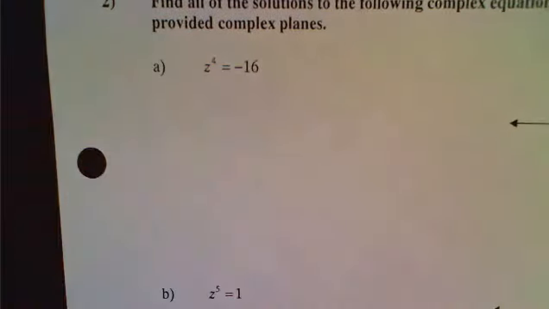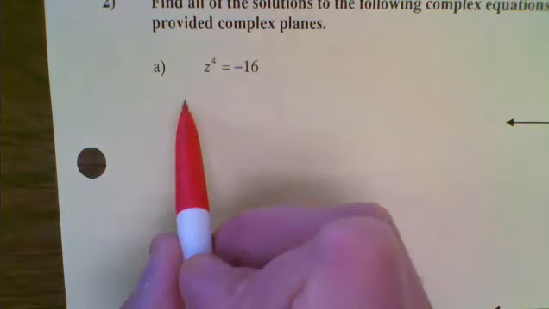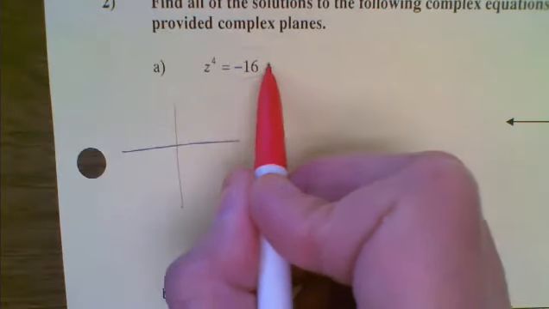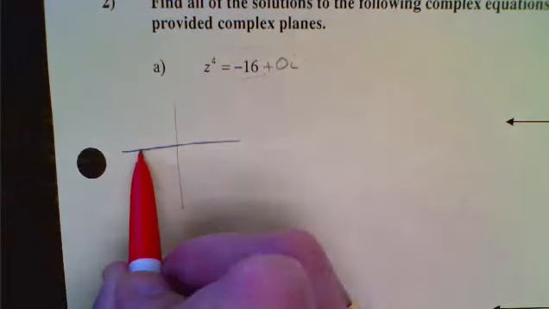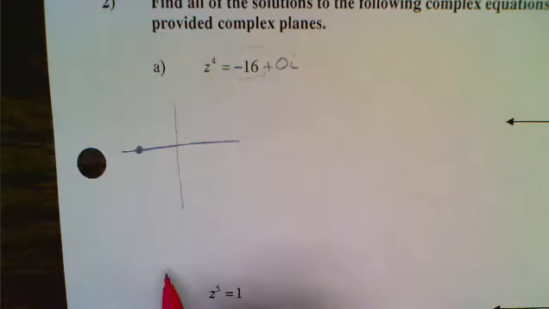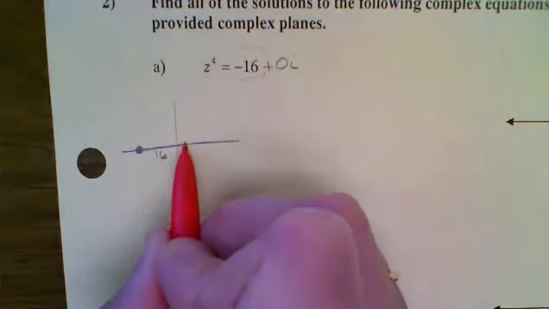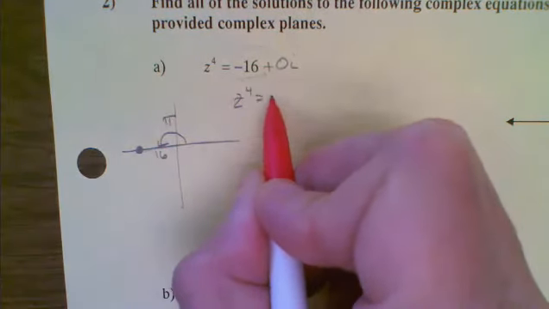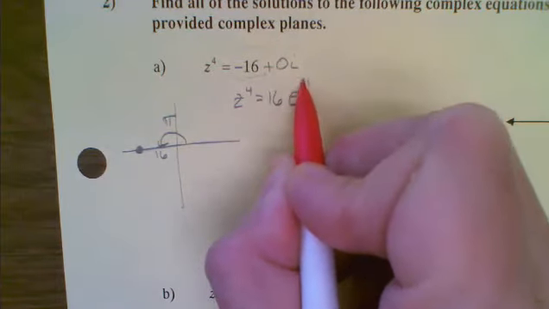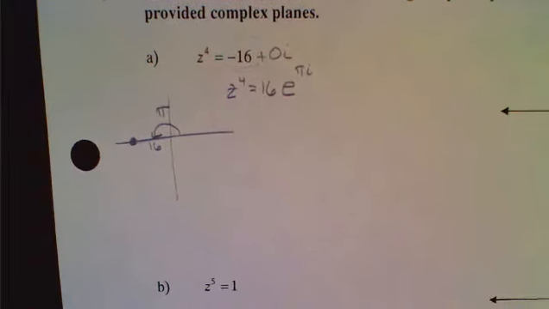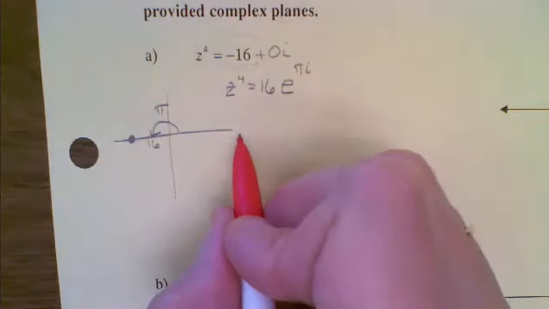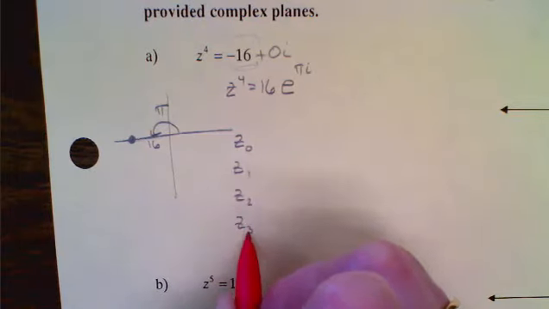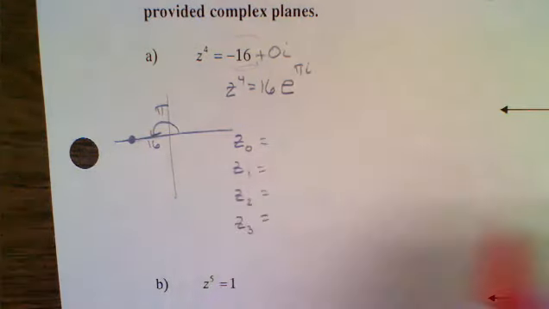Okay, so for roots, remember the first step you always want to do is figure out where this ends up. Where is z to the 4th? So this says I'm going to have a real part of -16 and an imaginary part of 0. So that tells me my radius is 16, my theta is pi. So z to the 4th has a radius of 16 and an angle of pi. Okay, so to find my roots, I always label them z sub 0, z sub 1, z sub 2, z sub 3. I have to have 4 answers if I'm finding the 4th root.